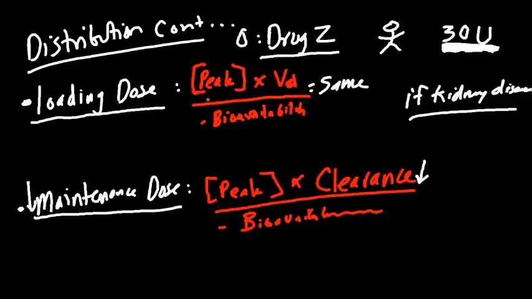You're giving it at such a quick rate, like a one-time loading dose, that you're not dealing with clearance. You don't care about the clearance. That's only for the maintenance of it. So if you have kidney disease, your loading dose will stay the same. If you have kidney disease, your maintenance dose will decrease.